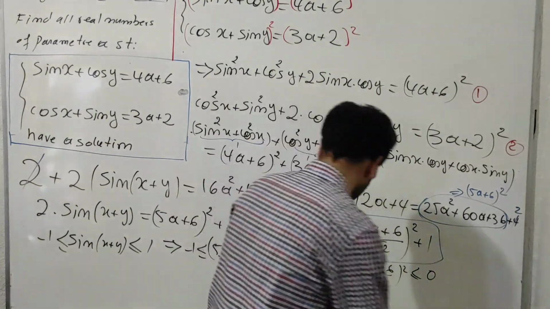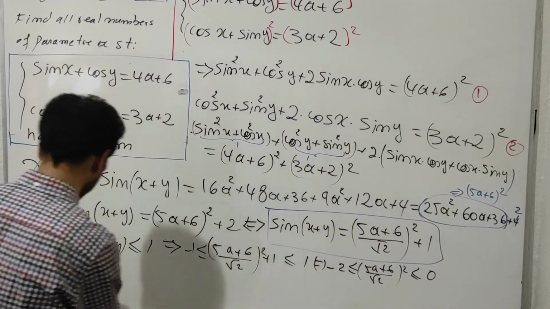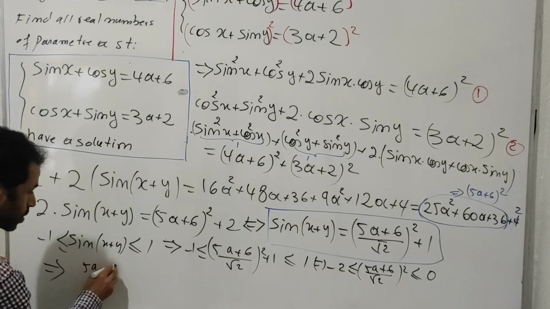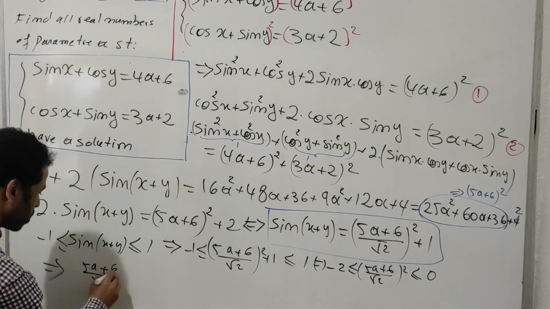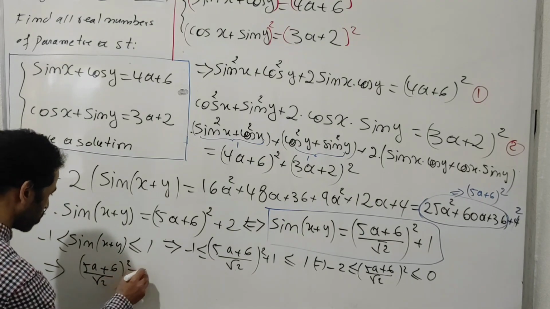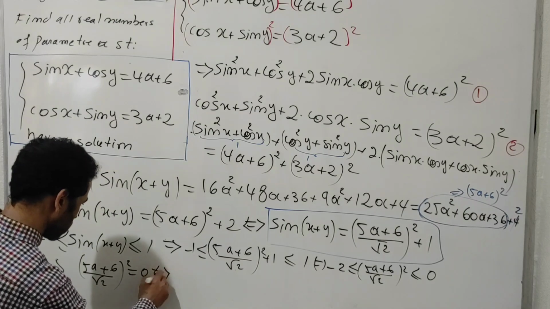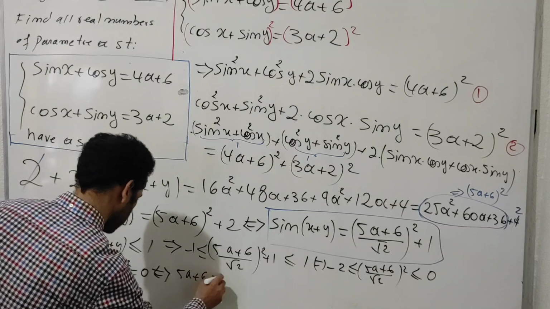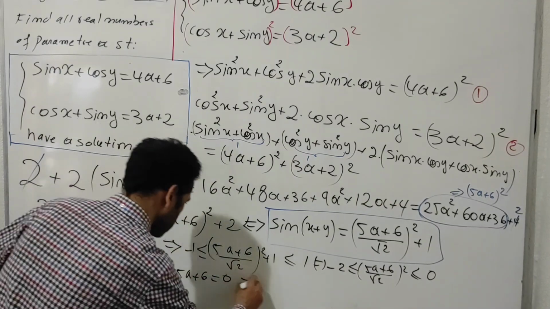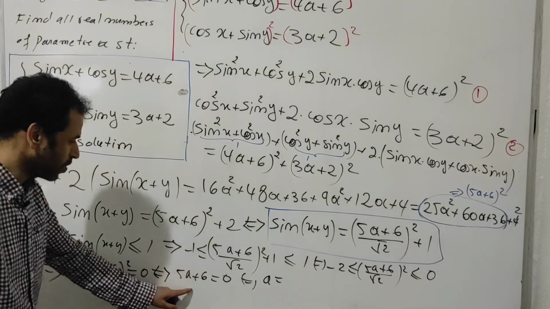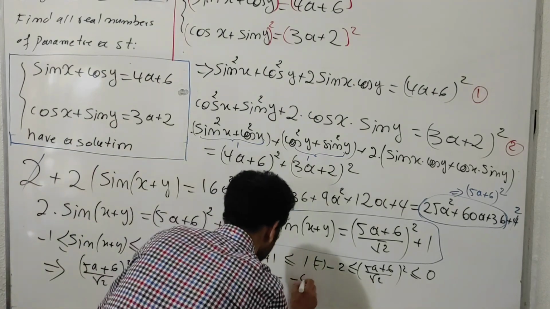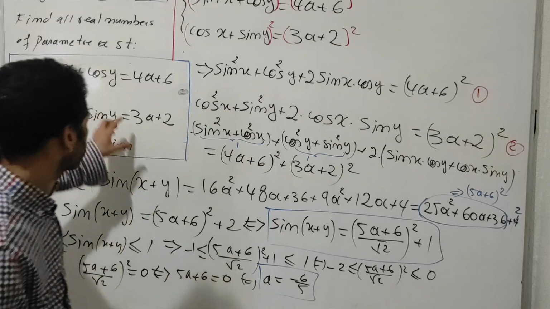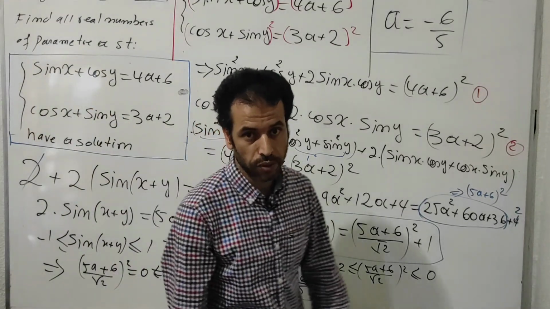So this is telling us 5a plus 6 squared equals 0, equivalent to 5a plus 6 equals 0, equivalent to, dividing by 5, a equals -6 over 5. This is the value of a in order to have a solution for this equation. Now we are done with this problem.